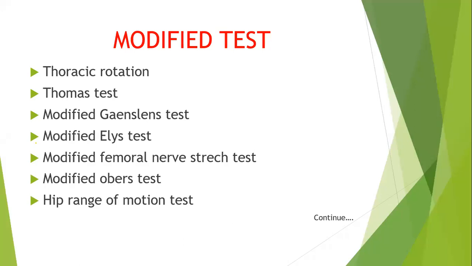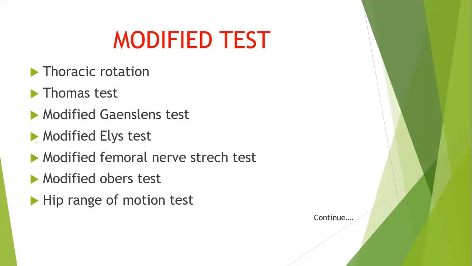Then the modified femoral nerve stress test. Same position that we have attained above. In this, what you have to do? You have to flex the knee to 90 degrees and apply pressure on the anterior thigh. When you apply the pressure on the anterior thigh, there will be a sharp or electric shock like pain. So it shows that there is a femoral nerve irritation.